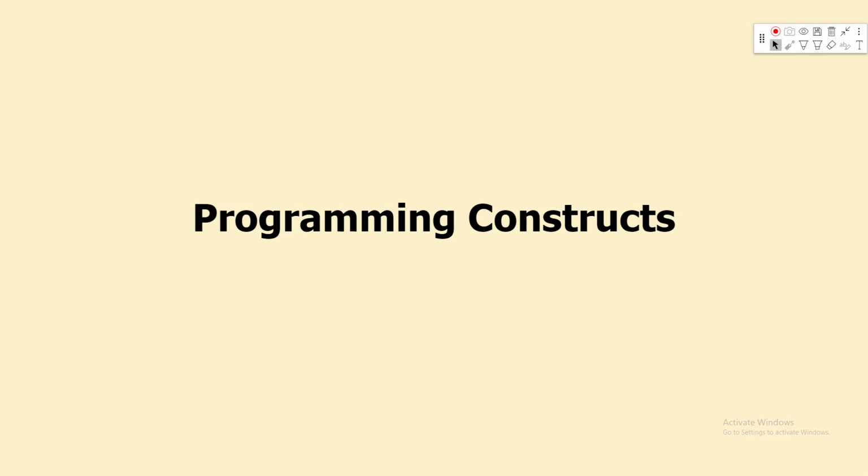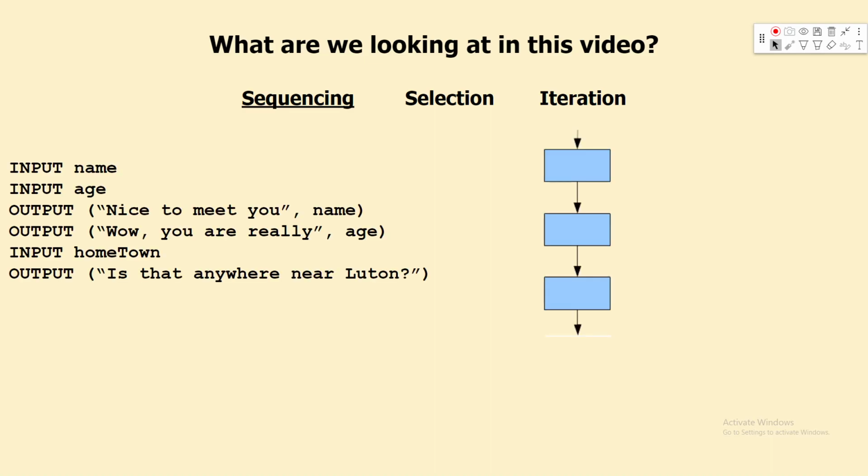Hello there, and welcome to this video today where we are going to be looking at different programming constructs. Three different programming constructs we are going to be looking at are sequencing, selection, and iteration. A programming construct is a method of creating a program using different functions which are available to you as part of a programming language.